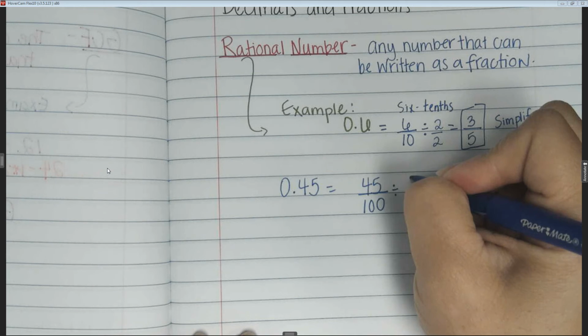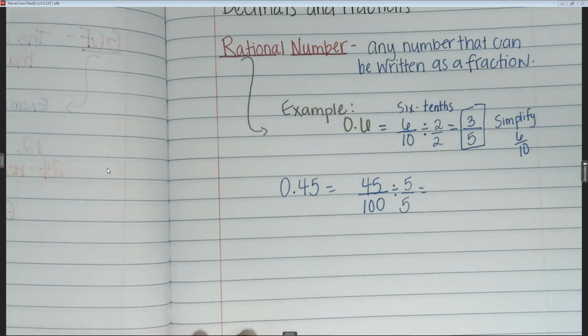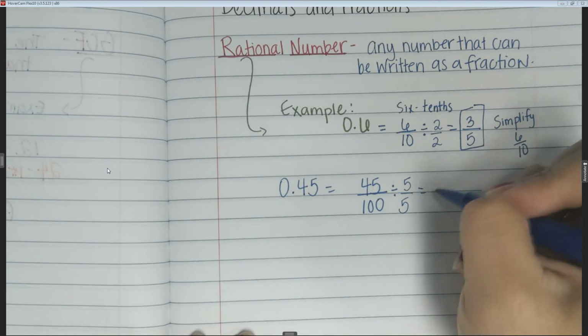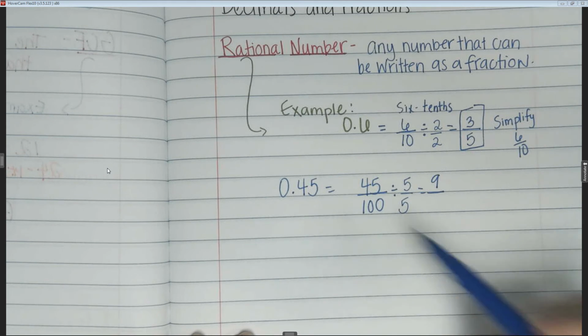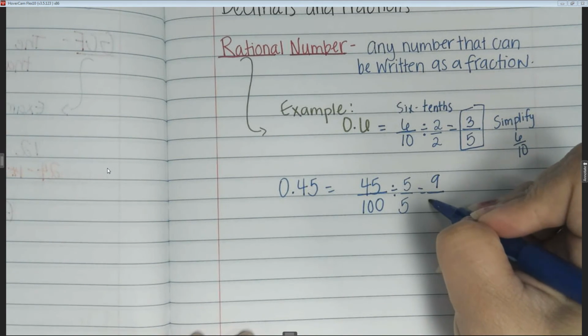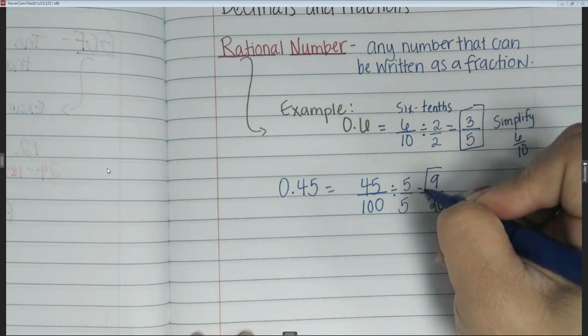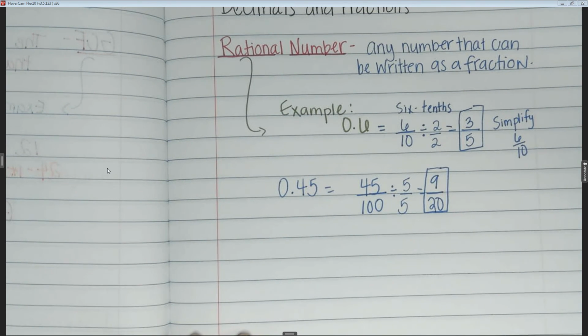So if I divide both the numerator and the denominator by 5, how many groups of 5 are in 45? That is 9. How many groups of 5 are in 100? That is 20. So 45 hundredths, I simplified it to 9/20.